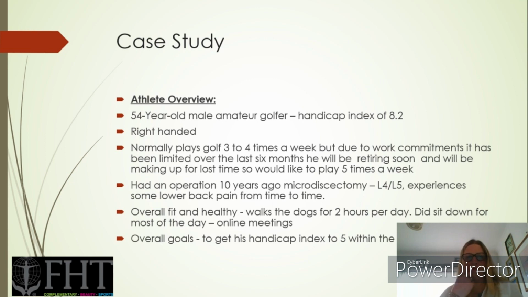Just to give you an overview, this is a 54-year-old male amateur golfer. They have a handicap index of 8.2. They're right-handed. They normally play golf 3 to 4 times a week, but due to work commitments, it's been limited over the last 6 months. They have now retired, and they're now playing nearly up to 5 times a week. They had an operation 10 years ago, and they experience some lower back pain from time to time from this. They're overall fit and healthy, and their overall goal is to reduce the handicap index to 5 within the next 12 months.